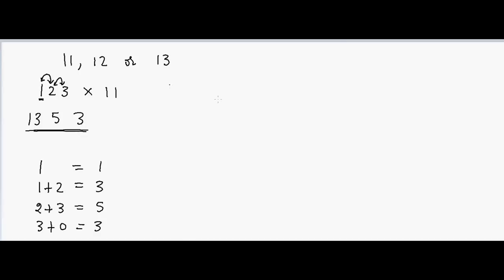Again, how will I do the same for 12? If I have 1 2 3 and I want to multiply by 12, what will I do is first take the first digit. The first digit we have is 1, so I'll just write a 1 here. Then we have another digit. To calculate the second digit of our answer, we'll take the first digit, multiply by 2 and then add 2 into it. So 2 into 1 is 2, plus 2 is 4.